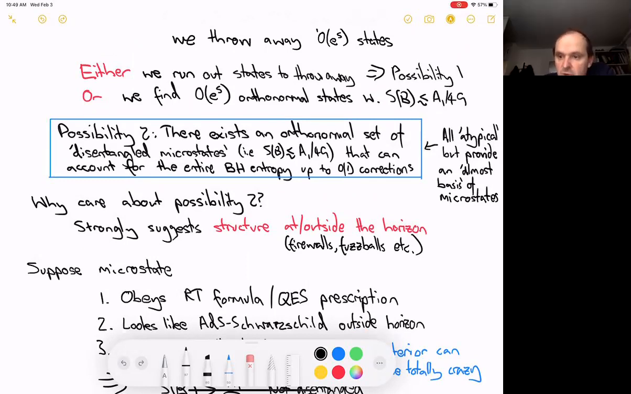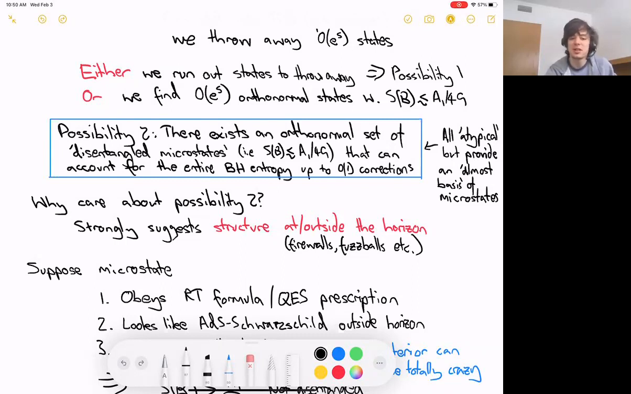Fuzzballs are saying that the Hilbert space is spanned by some smooth geometries. The typical state in the Hilbert space will be some crazy superposition of these smooth geometries, which doesn't make any sense from classical physics. But you can find a large enough set of classical microstate geometries which can actually span the Hilbert space. Would you say that a typical state has a horizon then?